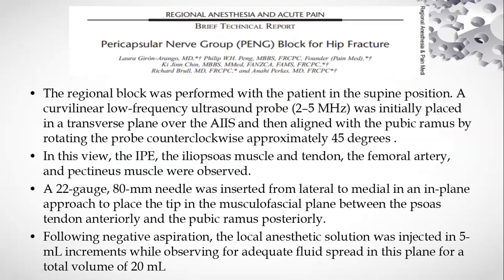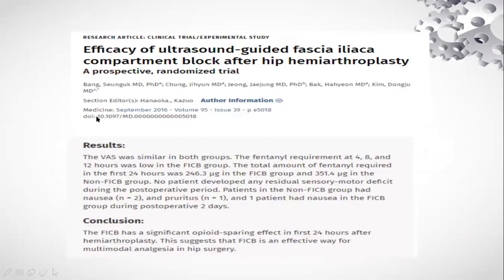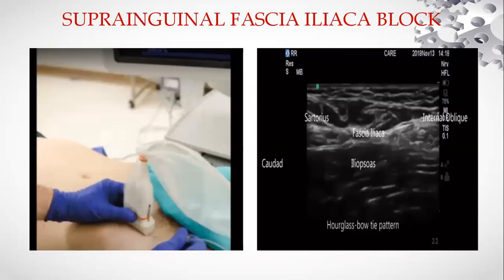So now, coming to the next block, I'll just give a small idea about the probable contraindications in certain cases, like if the patient has an inguinal hernia. If there is bowel within the hernia, at that time it's not a good idea to perform this block. You should avoid the suprainguinal fascia iliaca block in that case. Also, if the patient has a femoral artery graft, then it is better to avoid the suprainguinal fascia iliaca block.